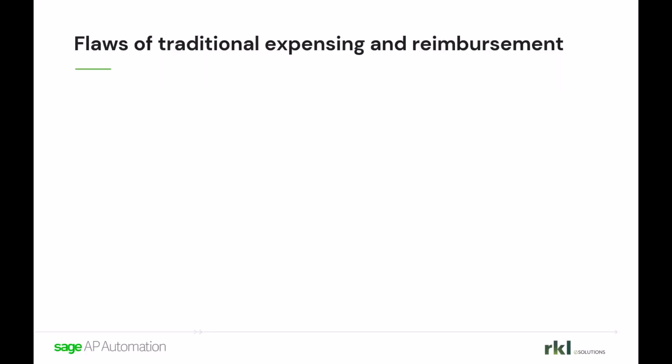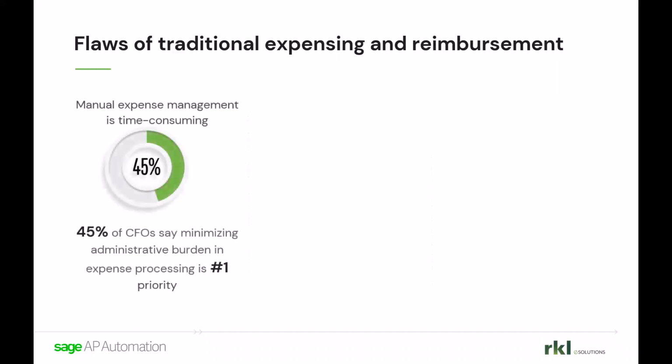So issues with that traditional way of managing expenses and reimbursing employees is, of course, it's time consuming. So sifting through stacks of paper, those receipts, trying to verify the details, it takes up time each month. So filing and processing those receipts involve too many steps like printing, scanning, coding. So it's why 45% of CFOs, of course, say minimizing that admin burden and expense processing is actually their top priority this year too.